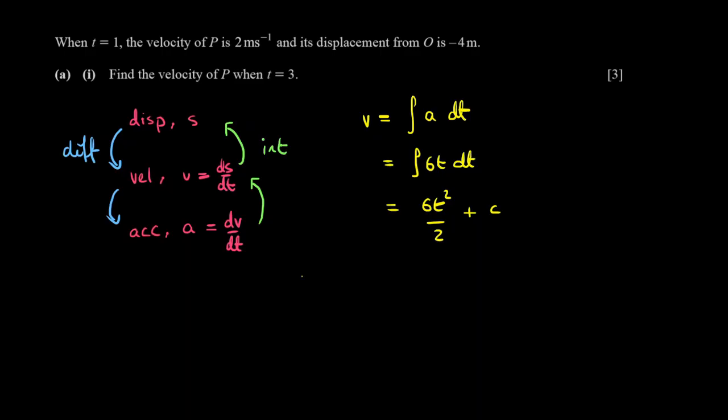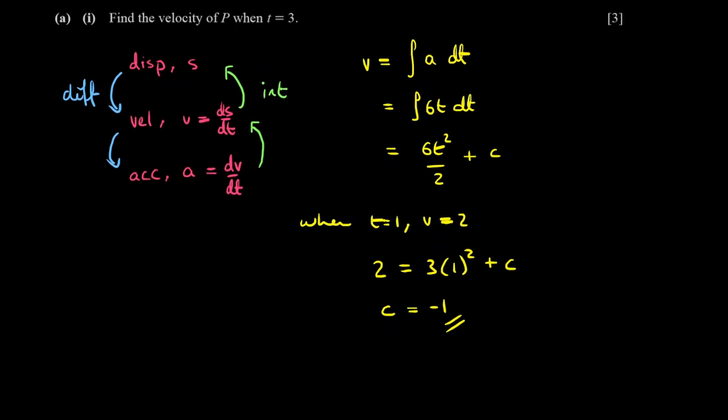Okay, when t is equal to 1, v is equal to 2. That means if we substitute in, we get 2 is equal to 3 times 1 squared plus c. So c is going to be equal to negative 1, because we do 2 minus 3. Therefore, the velocity of our function is equal to 3t squared minus 1.